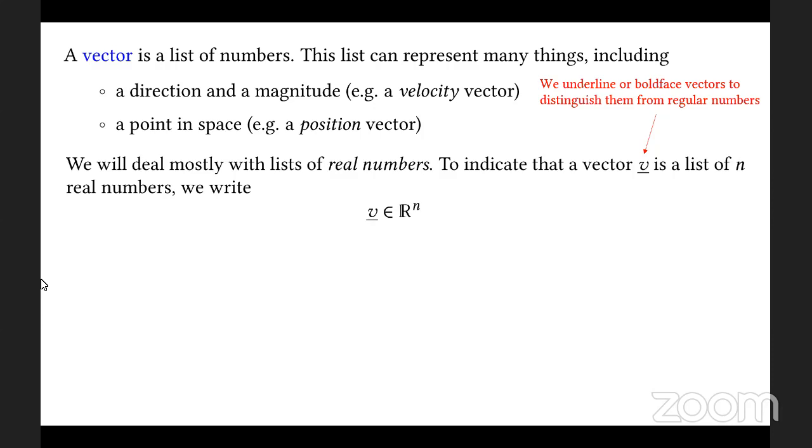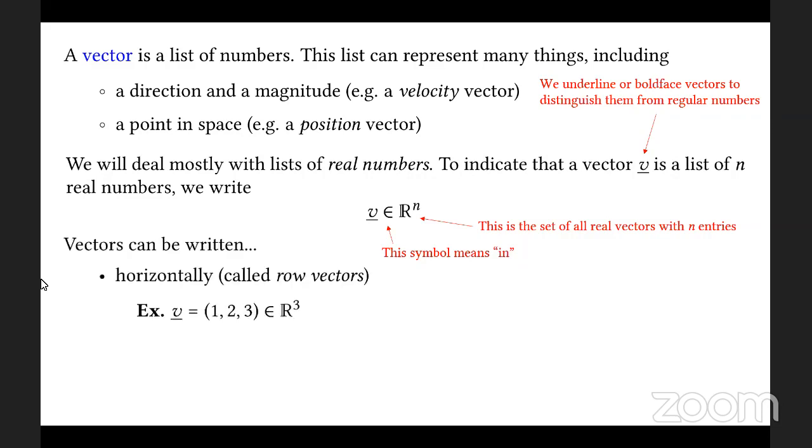In this class we mostly deal with real vectors, and we underline or boldface them or put a little harpoon on top of vectors to distinguish them from regular numbers. To indicate that it's a list of n real numbers, we say v is in R^n. That symbol just means "in," and R^n, written with a boldface R and an n like an exponent, is the set of all real vectors with n entries.